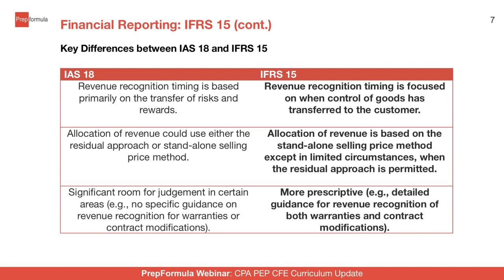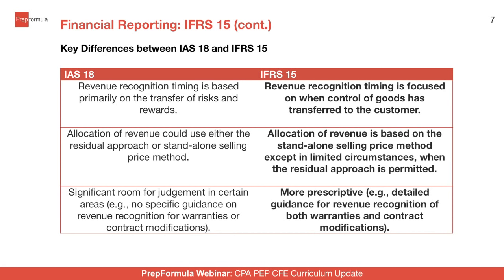So if you remember, IAS 18 looked at revenue recognition timing based on what we called risks and rewards. Well, that's gone. Those words, risks and rewards, are gone. They still, by the way, are part of ASPE. So the confusing part here is you're still responsible for those words, but they remain with the ASPE side of things.